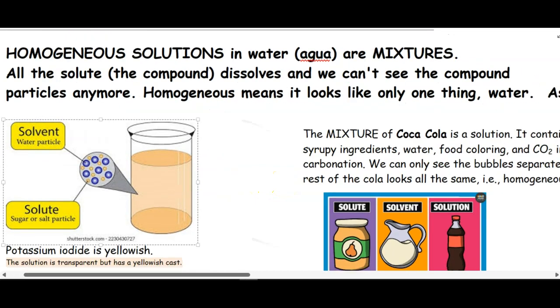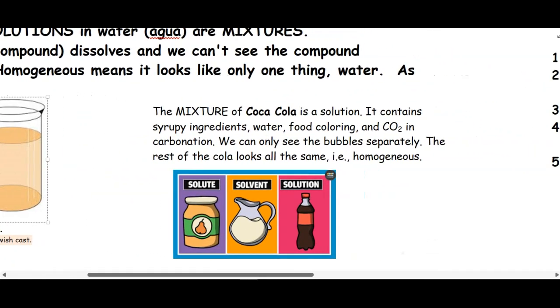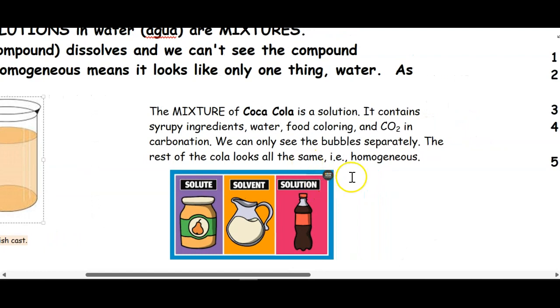Now let's look at a familiar example. This pretty much describes our life, especially the things we eat. The mixture of Coca-Cola is a solution. It contains syrupy ingredients, yet we know that there's a proprietary mix. Proprietary means that they don't tell anybody the recipe. But it's a mixture of syrupy ingredients that makes it very sweet. Water, there's food coloring in there to make it just the right color. And then at the end, they put in carbonation by pushing in CO2 gas.